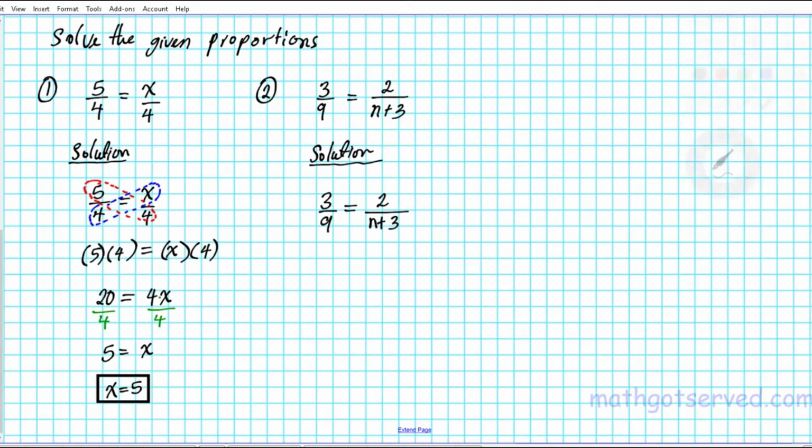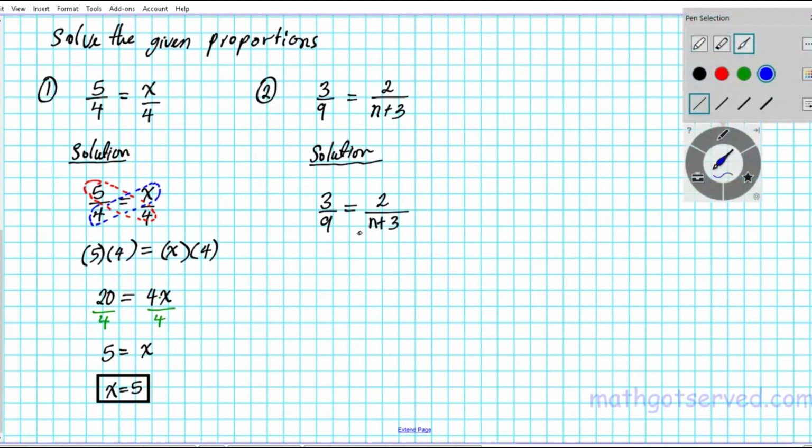So we're going to carry out the multiplication. 9 will be multiplied by 2, and then the quantity n plus 3 will be multiplied by 3. Let's show what the resulting equation will be. We'll have 3 times (n plus 3) is equal to 2 times 9.